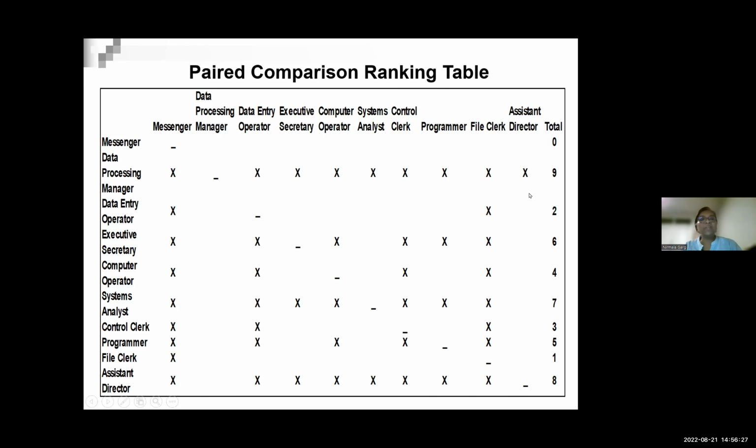So if you see here, which is the highest job here? If you can see the ranking, anybody? Processing manager. Data processing manager. Yeah. So when they have compared the job with their value to the rest of the jobs, the cross marks are 9. So 9 is the highest number. So 9 is the highest job. And which is the lowest job?